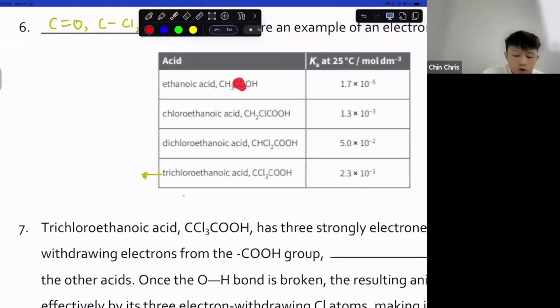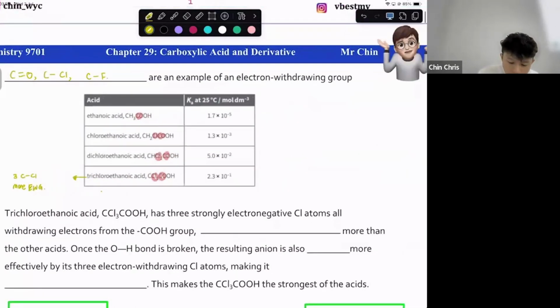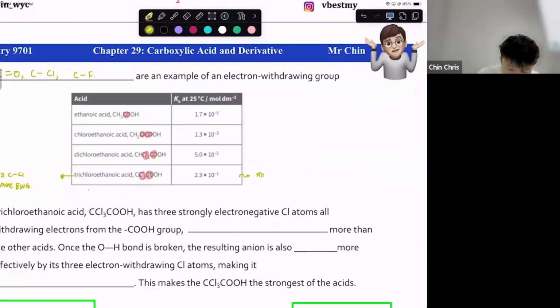Guys, you see, this one only has one electron withdrawing group. This one, a second electron withdrawing group. You have 3 electron withdrawing groups. Do you see you have 3 C-Cl? Correct. Which means you have more electron withdrawing groups, right? So guys, always remember, the more electron withdrawing groups a compound has, the more acidic it is. Which means this is going to be the strongest acid.